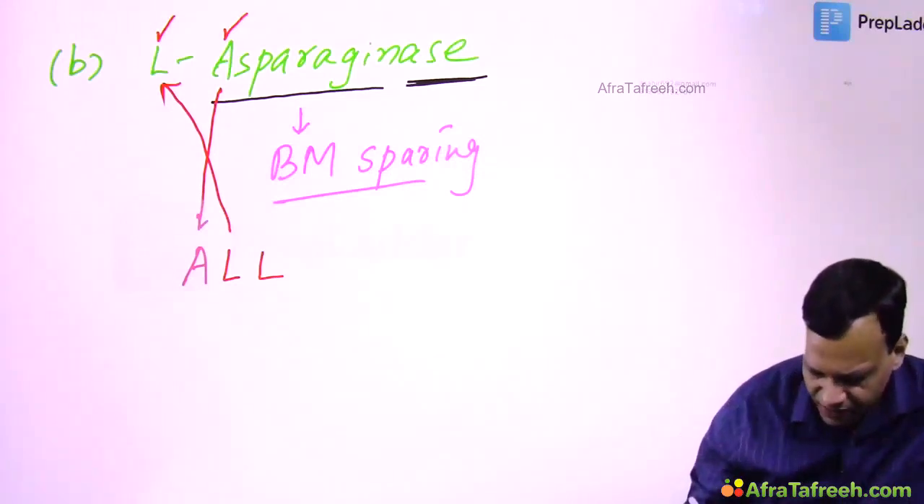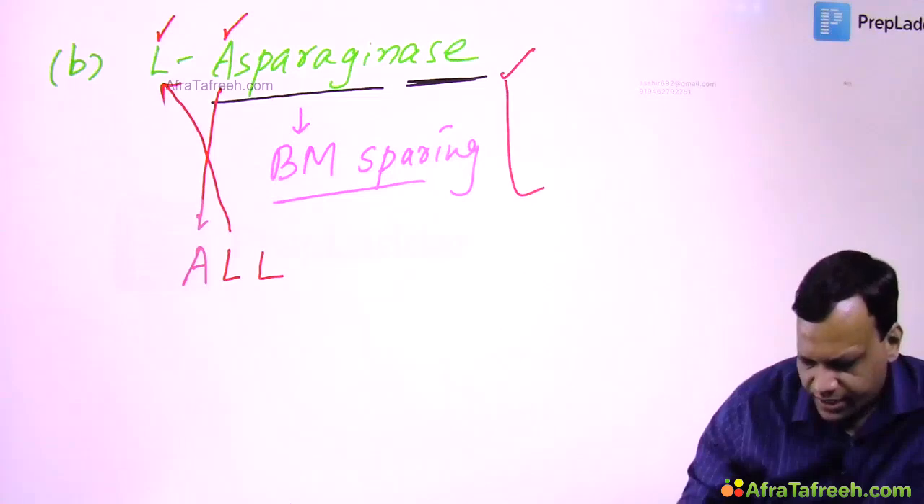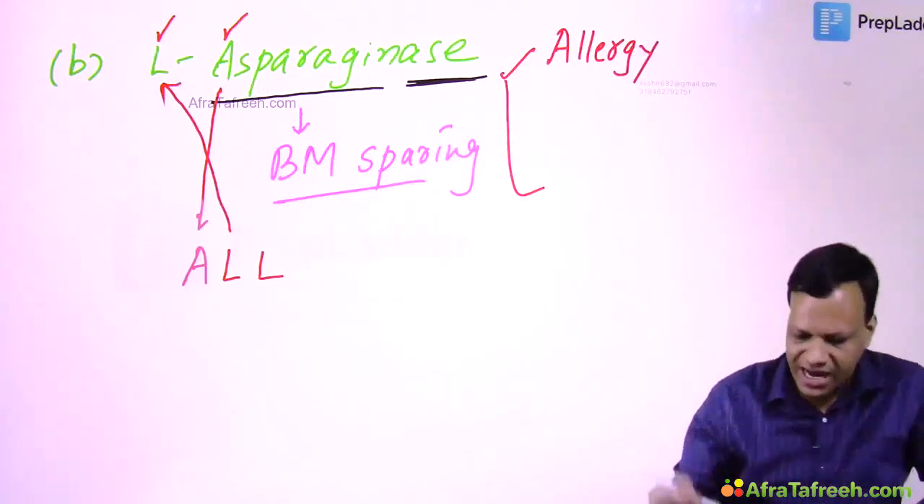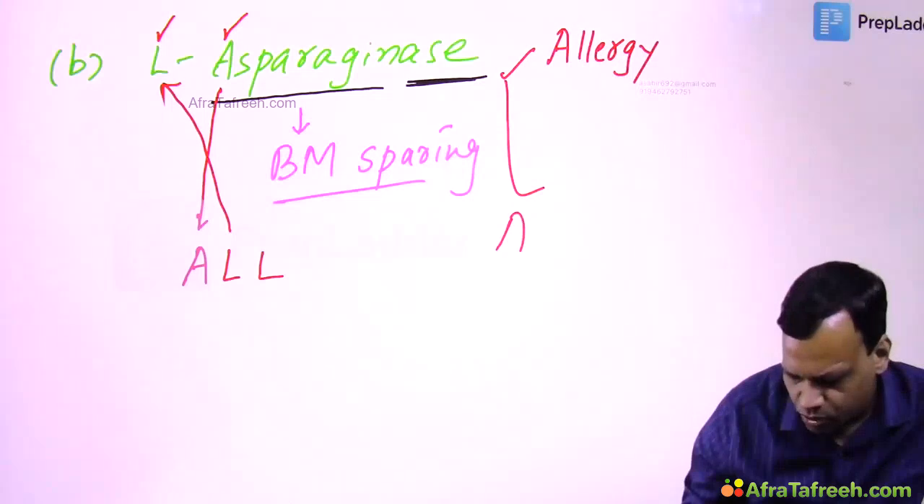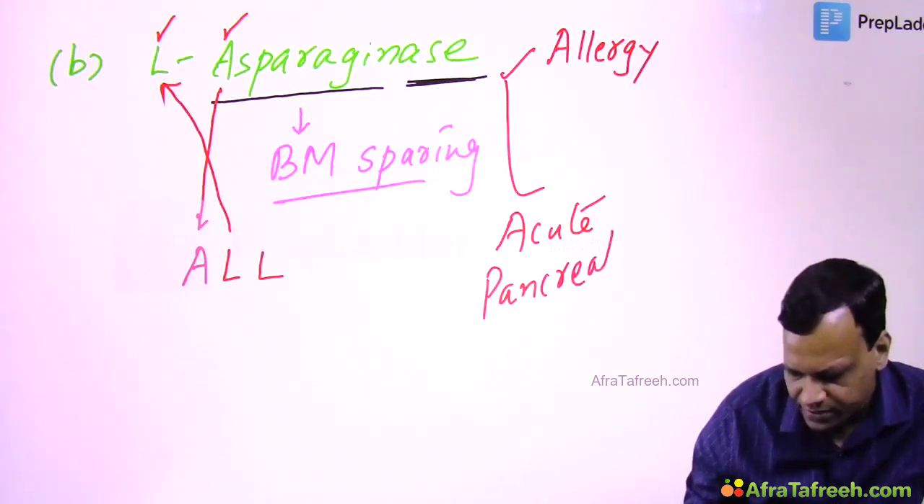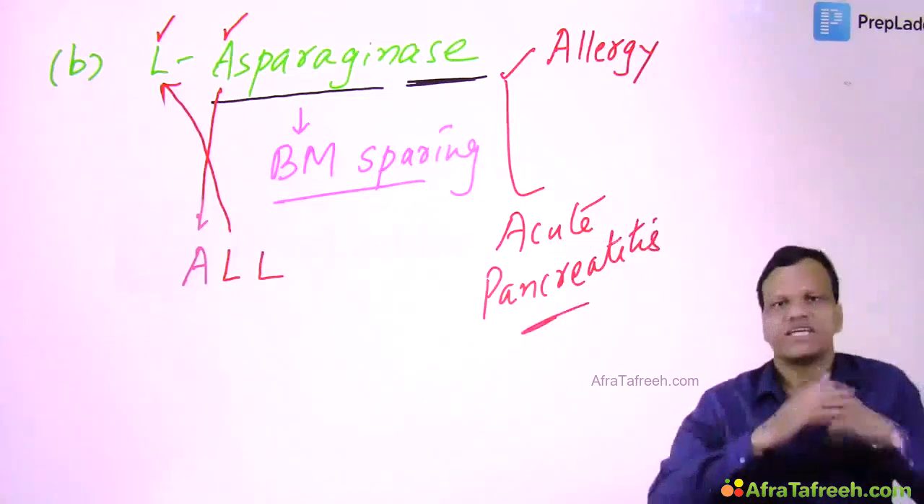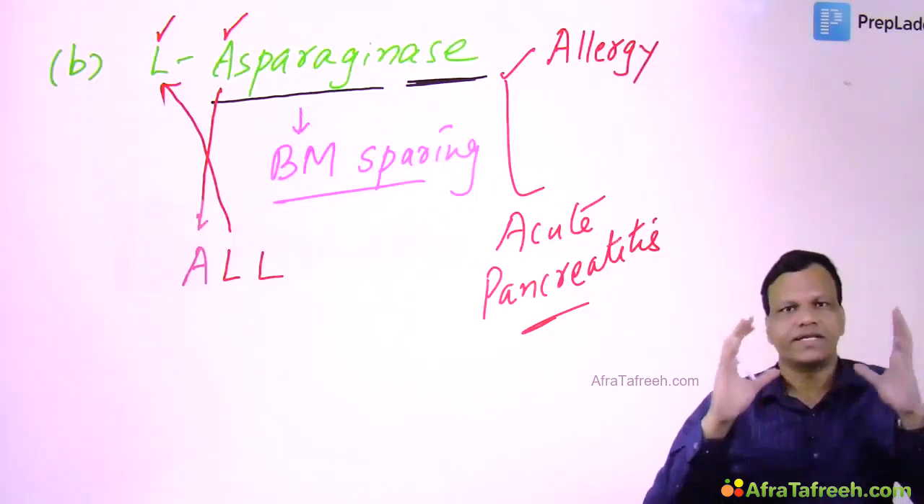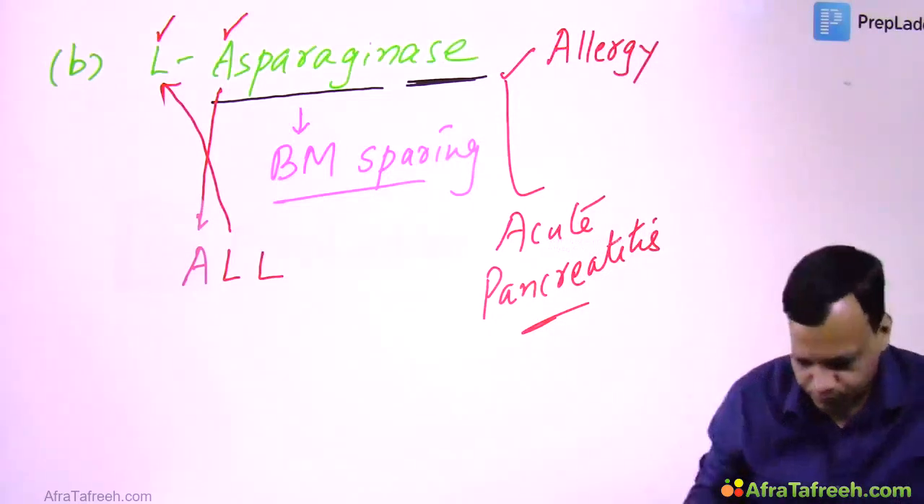The major side effect of asparaginase being, one, it can cause allergy, a hypersensitivity reaction. It is an enzyme, so enzymes can cause hypersensitivity. And second, it can cause acute pancreatitis. The major side effect is acute pancreatitis. So apart from hypersensitivity reactions, asparaginase is associated with acute pancreatitis. Okay.